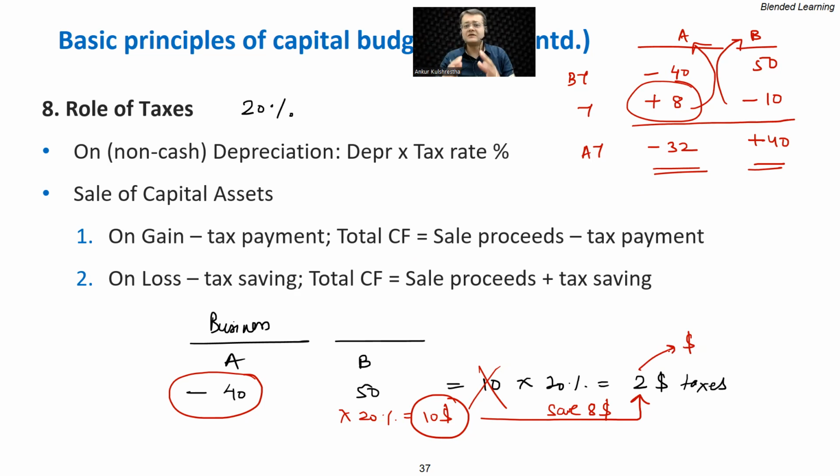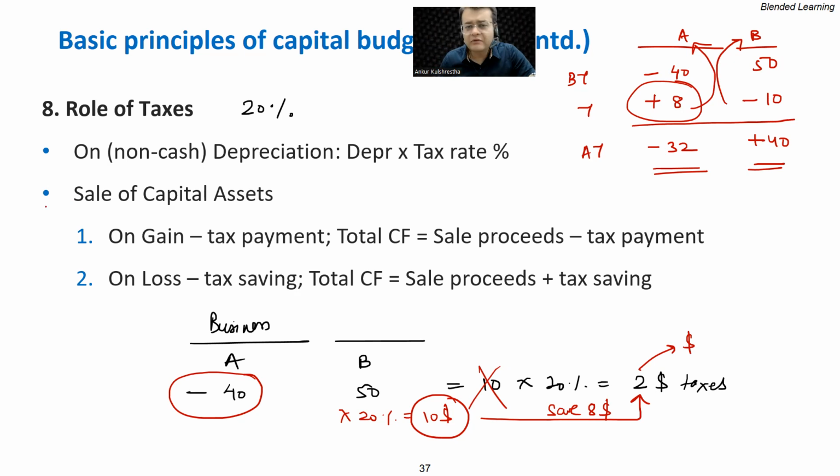But the reality is not what we are discussing here. We're discussing some forecast situation. So we want to evaluate project A very specifically. Because of A, I'm able to save my $8 of tax. So I must give credit to A for saving this $8.